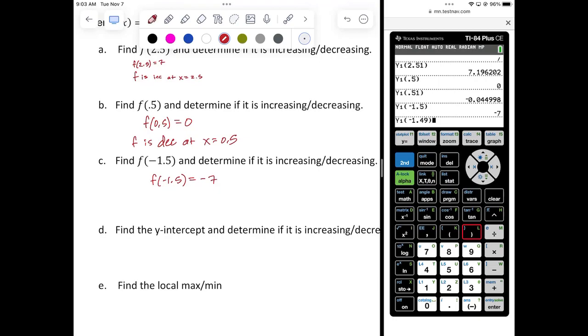So in negative land, you've got to be careful. We're making it a tenth smaller. And what happened to the values? Did they get bigger or smaller? Negative 6 is actually bigger than negative 7. So f is increasing at x equals negative 1.5.